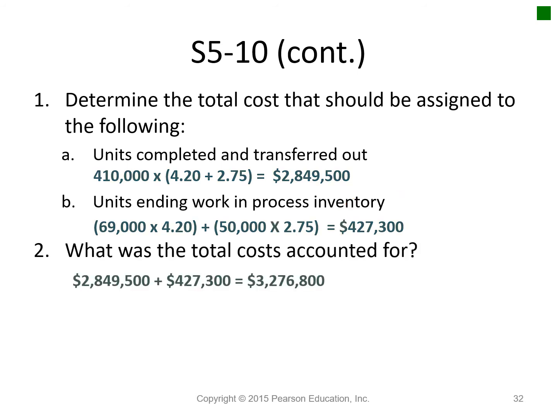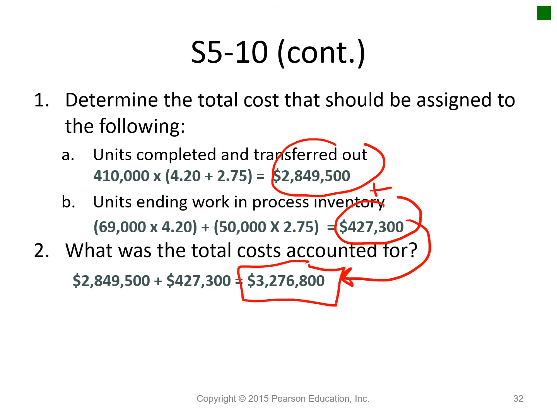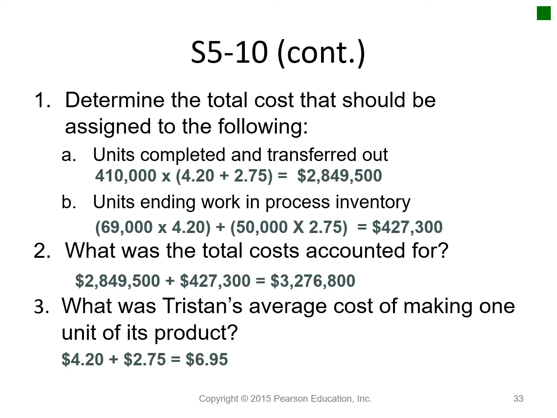Now, once you've done that, you can back into the total cost. So if you just take the 2,849,000 and add that to the 427,300, that's going to give you this amount, which is your total dollar amount, $3,276,800. And then the last step, I already told you, the actual cost of making one unit. Again, here it is right here, the 420 plus the 275, and $6.95 is your answer.